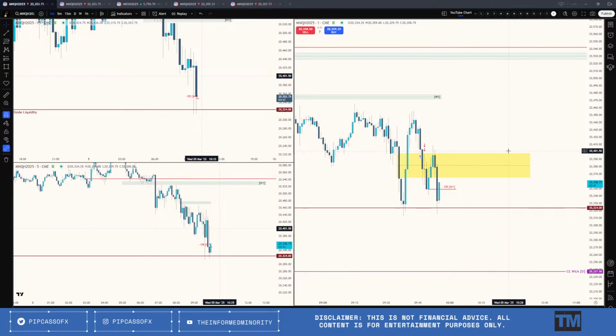It needs to create a gap though. This would be a 1-minute order block here, the 3 candles combined.